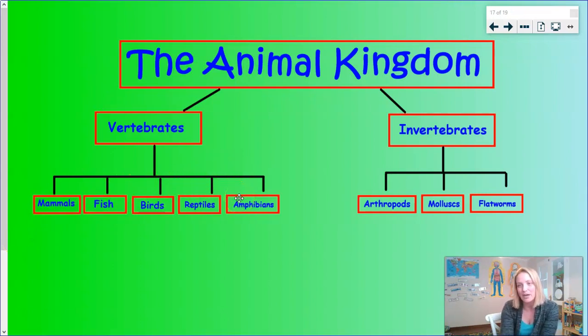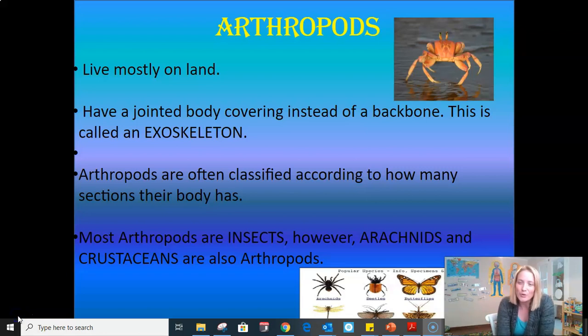And today we're going to come over to the right-hand side of the tree and look at invertebrates. And here we have arthropods, mollusks, and flatworms. So, what are arthropods? Arthropods are creatures that mostly, but not always, live on land. They have a jointed body covering instead of a backbone. This is called an exoskeleton.